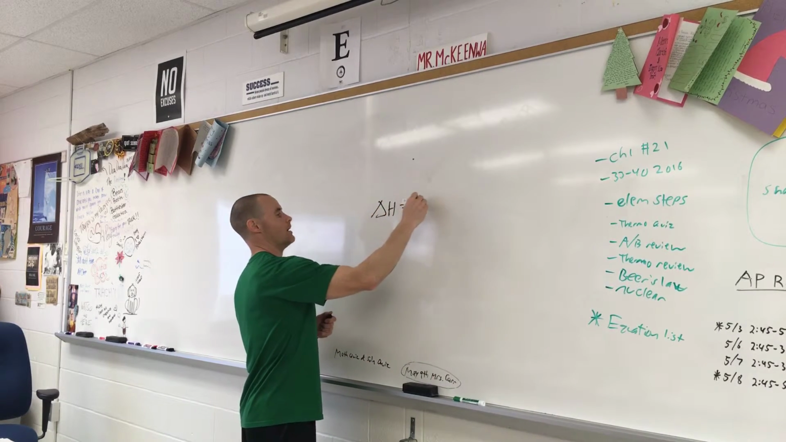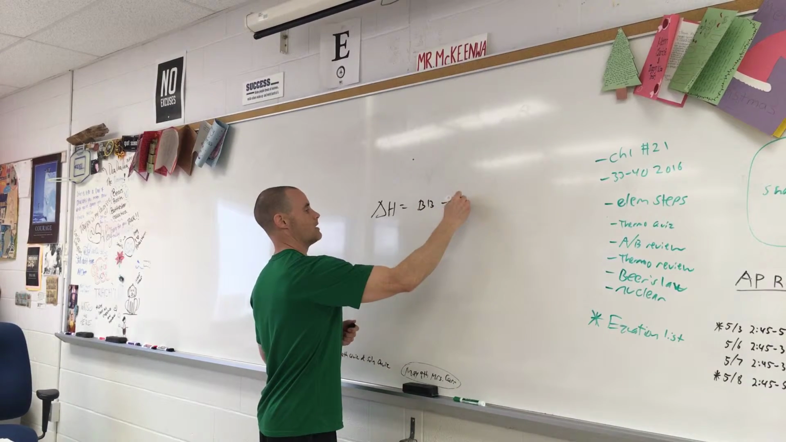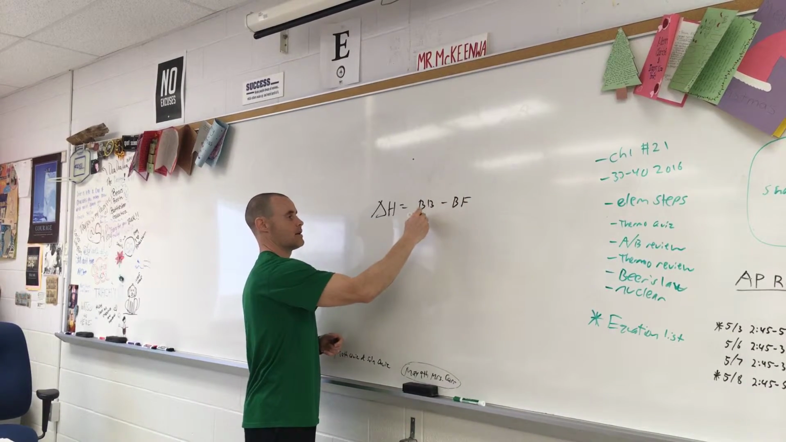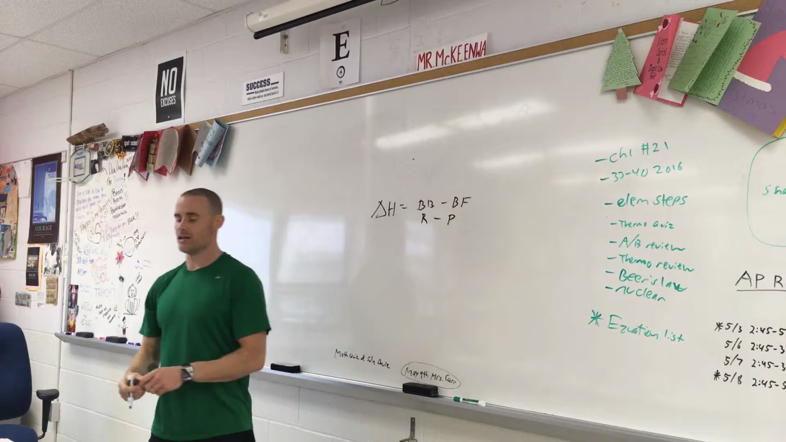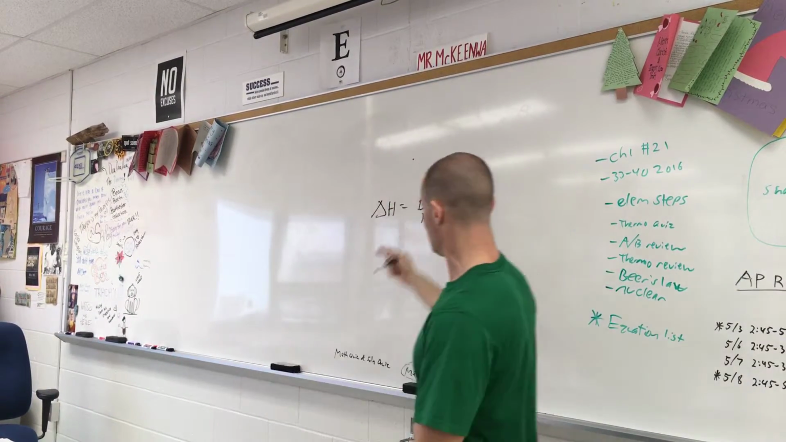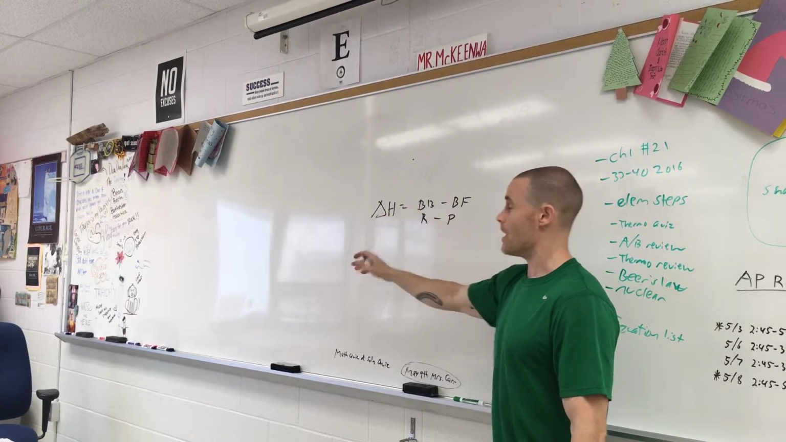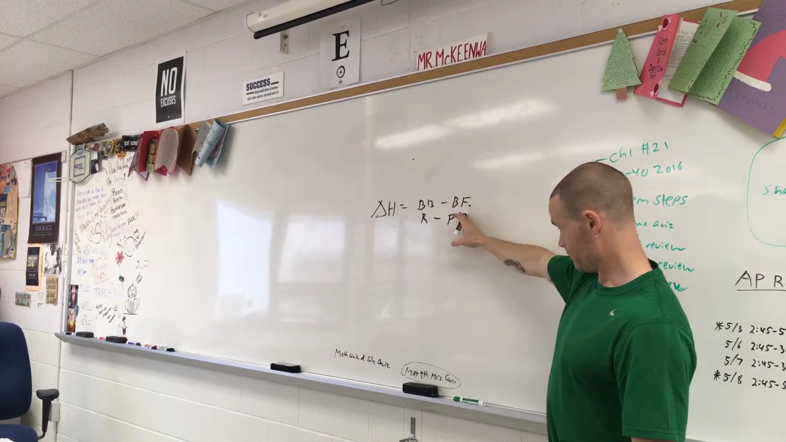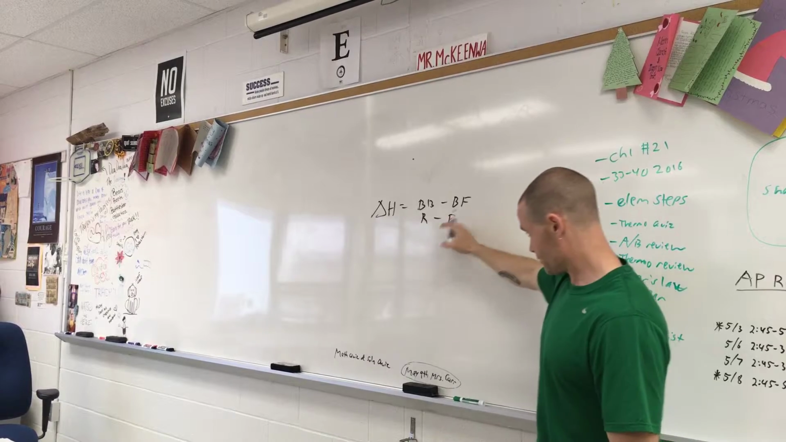How do you find delta H if they give you bond energy? Bonds broken minus bonds formed. Reactants minus products. That should make sense to you because you can't figure out how much energy is lost or gained until you figure out how much you need to break up the reactants and then how much is lost once you form the new products.